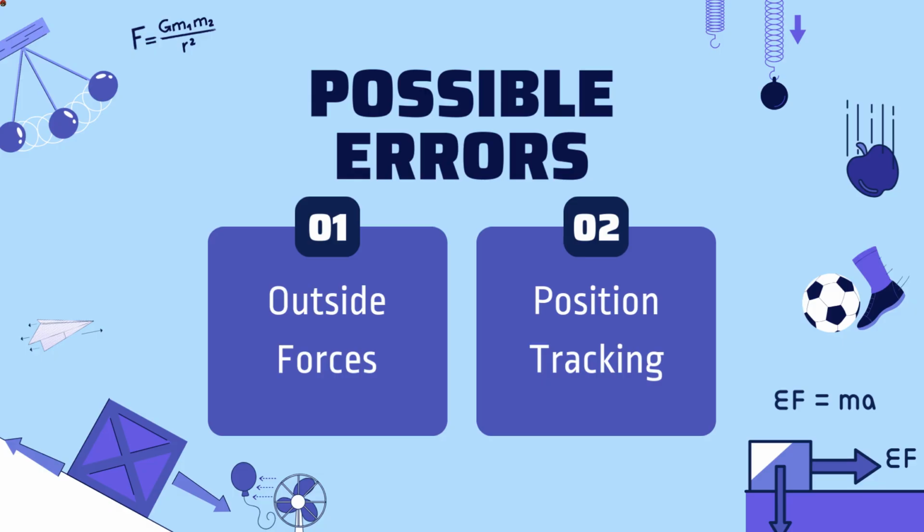For the possible errors for this lab, I identified two. Firstly, outside forces, so anything, whether that be air or anything that wasn't taken into account or contributed in the calculations, could skew them. And also position tracking, as the points are placed by hand. This can also skew the consistency of the data a bit as well.